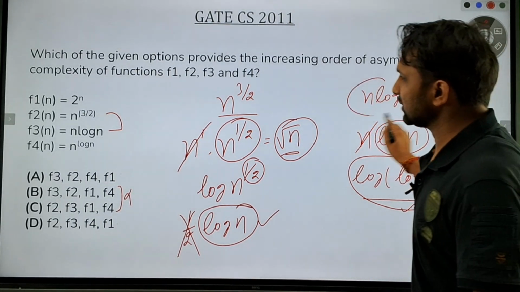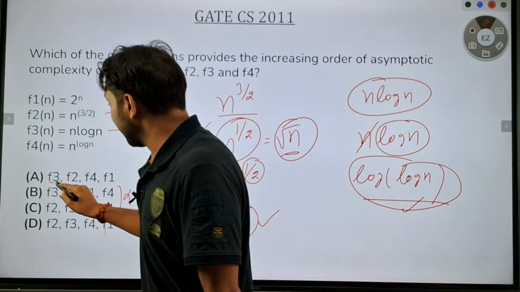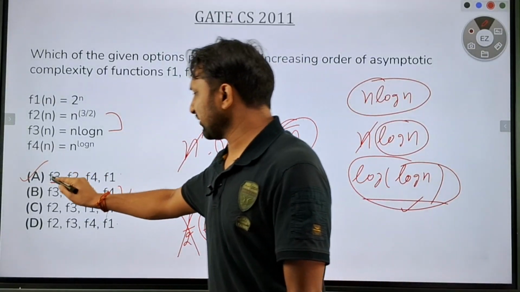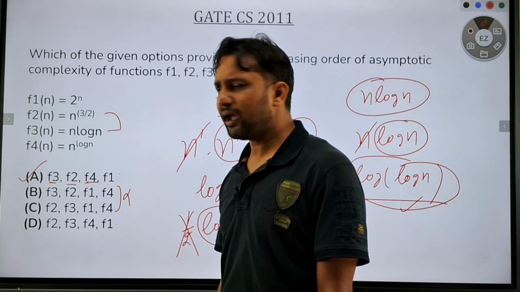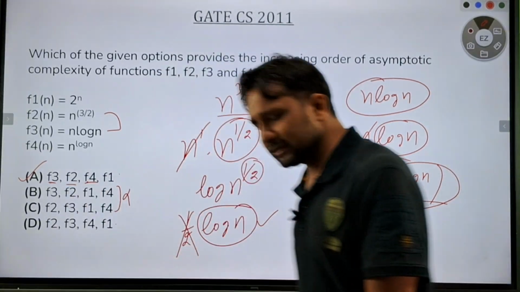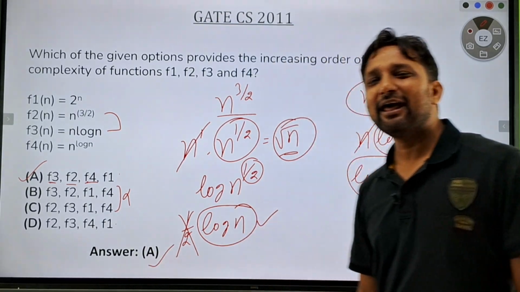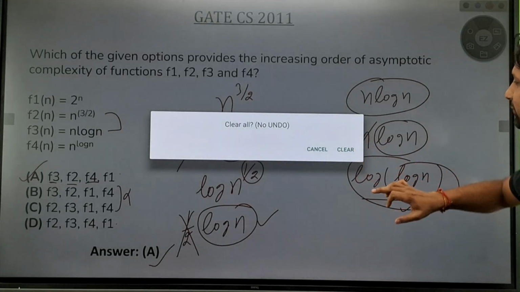So I can say that okay, this function is f3. F3 should come first, then f2. So A must be the right answer over here, because f3 must come earlier than f2 and f4 must come earlier than f1. Let's check out. Yeah, A is the right answer over here. Let's check out the next question.